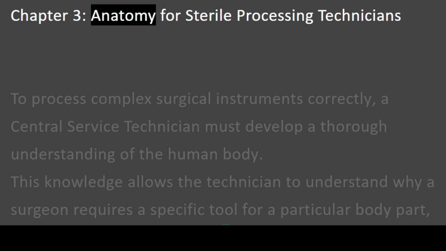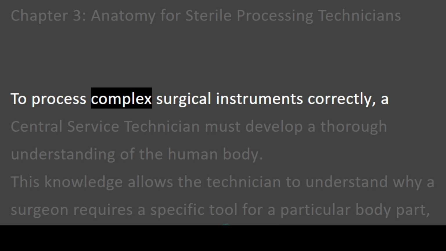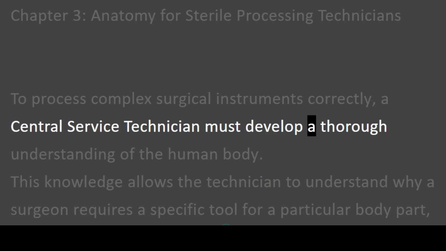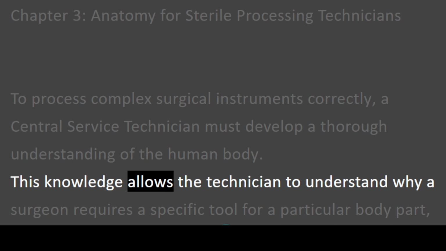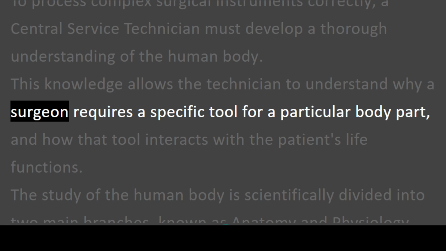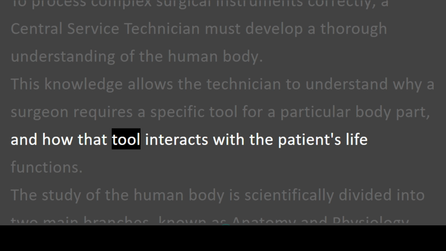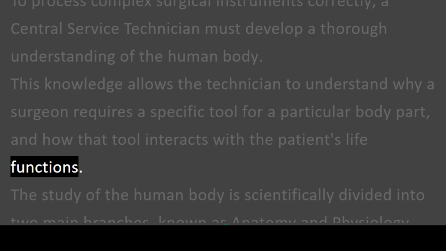Chapter 3, Anatomy for Sterile Processing Technicians. To process complex surgical instruments correctly, a central service technician must develop a thorough understanding of the human body. This knowledge allows the technician to understand why a surgeon requires a specific tool for a particular body part, and how that tool interacts with the patient's life functions.